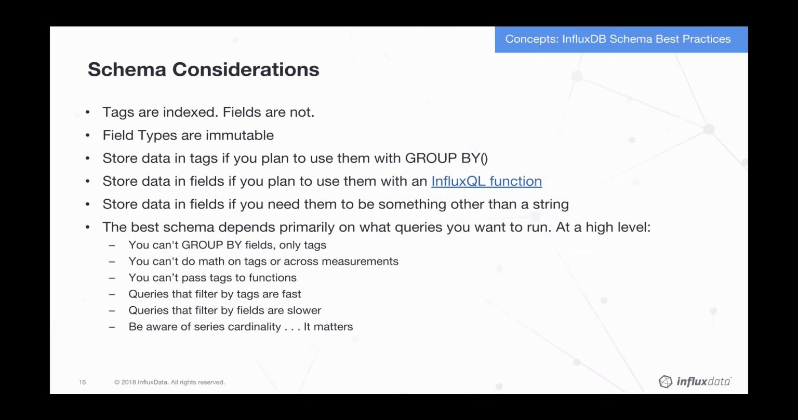Also, field types are immutable, so that's just something to keep in mind. You can't switch. And if you want to use InfluxQL functions, these are things like finding the min, max, average. There's even predictor, Holt Winters. There's a lot of different basic InfluxQL mathematical functions. You can use them on fields and not tags. So any sort of math that you want to perform, just know that you shouldn't store that information in tags.